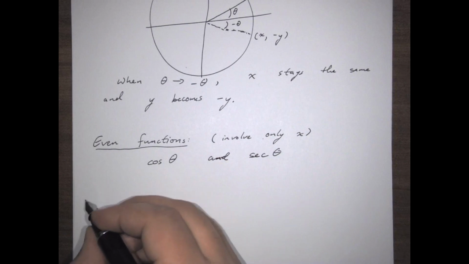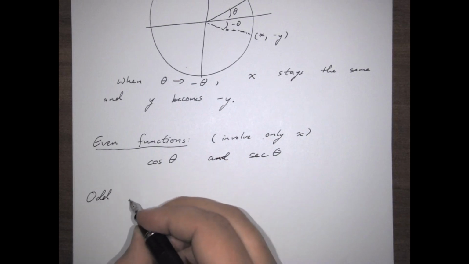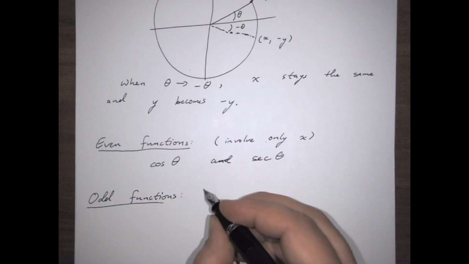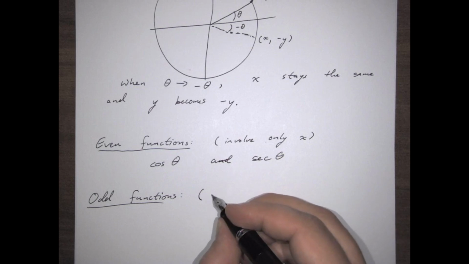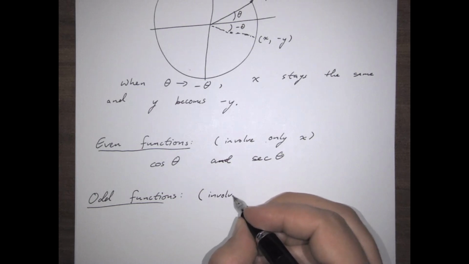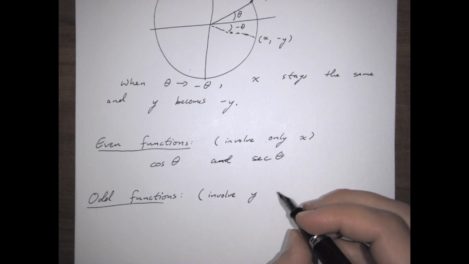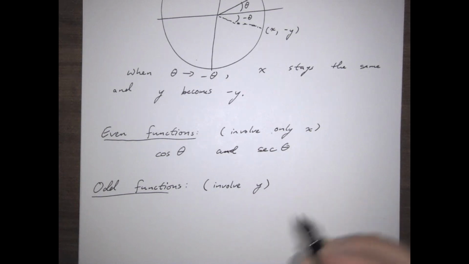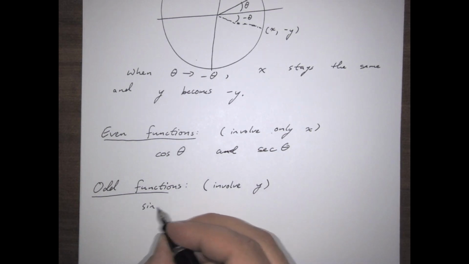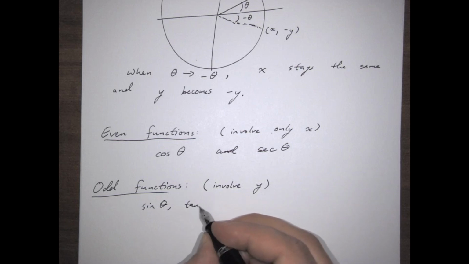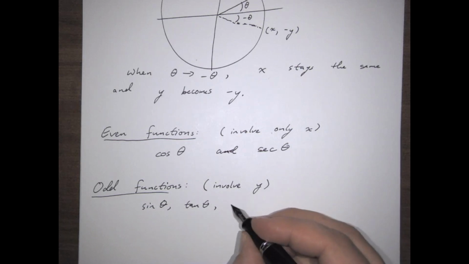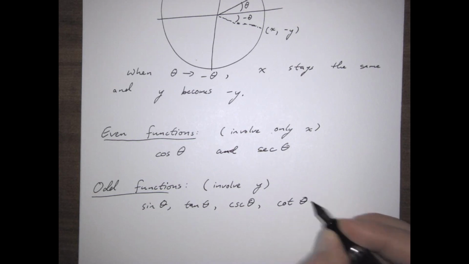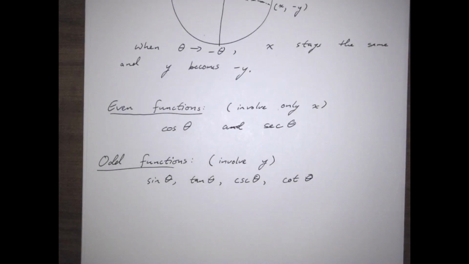Whereas all of the odd functions, these are the ones that involve some amount of y. They involve y for sure, and then maybe x. So this would be sine theta, tangent theta, cosecant theta, and cotangent theta. So all four of those are odd functions.